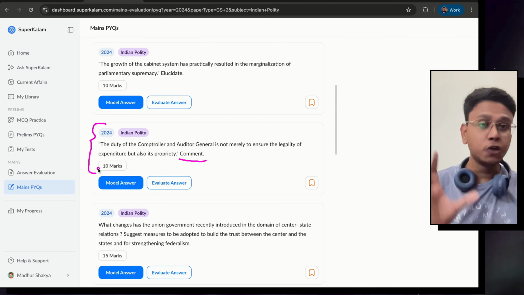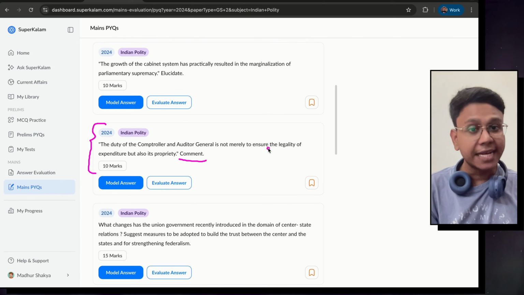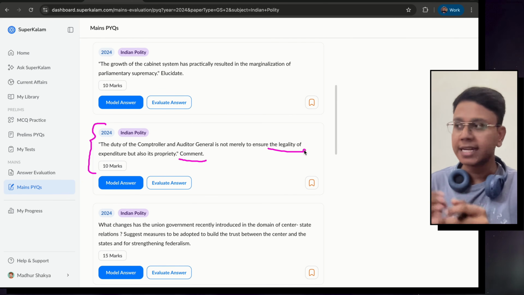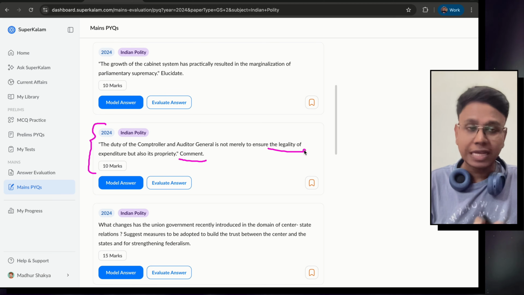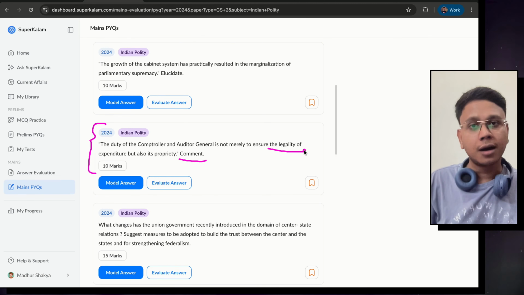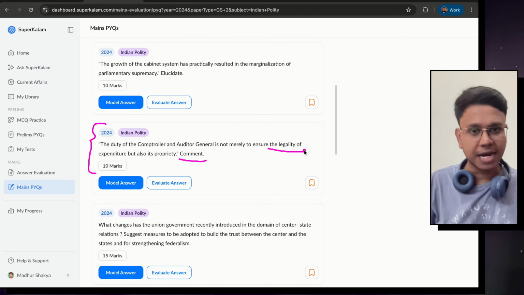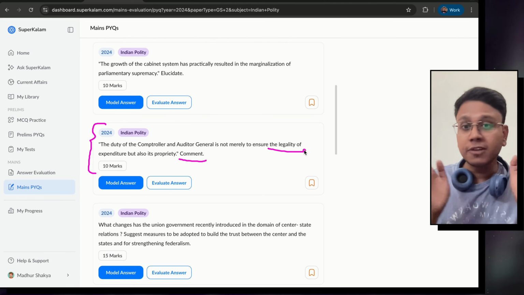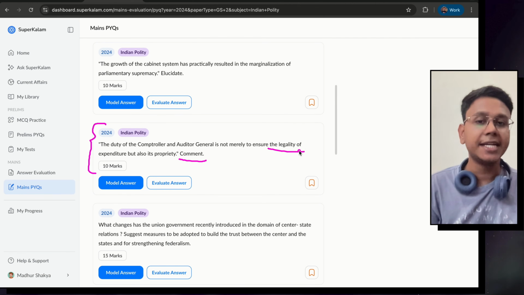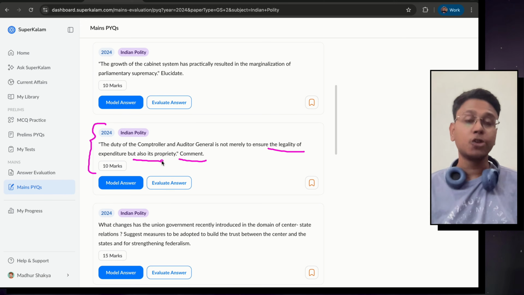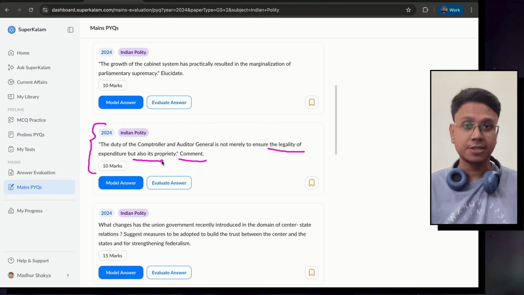In the body, you will first show the legality, how it ensures that expenditure is legal. You will write that it ensures that the expenditure is done in accordance with the law, in accordance with the budget which is passed by the parliament, etc. You will write these points. Then the second part in which you will focus is on propriety expenditure, on performance expenditure. And this part you cannot explain without examples. So here you will have to give examples.